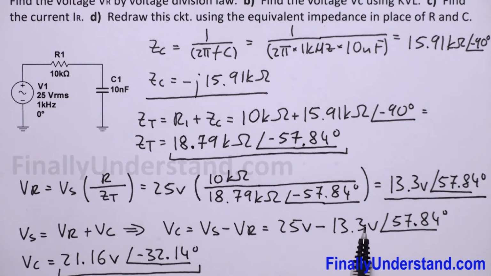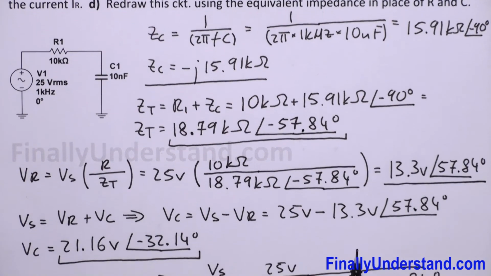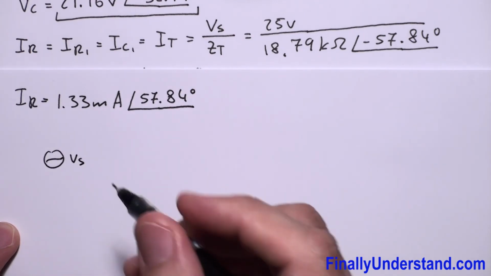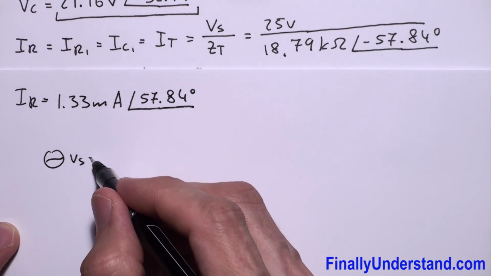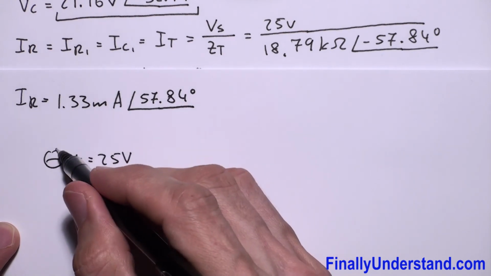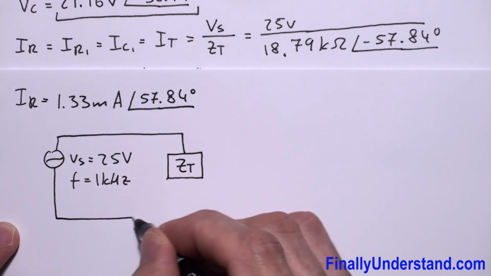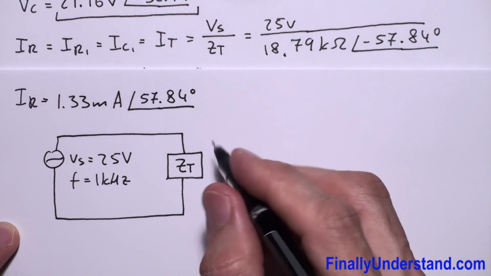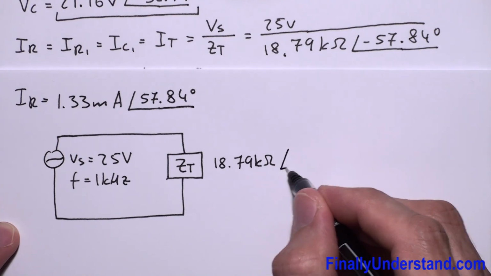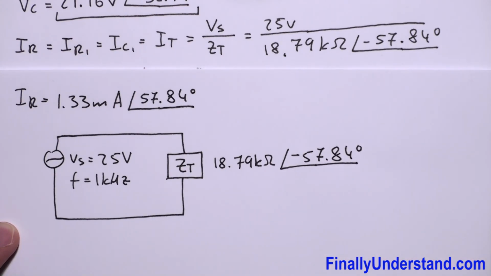Next, we're supposed to redraw the circuit using the equivalent impedance in place of the resistance and capacitor. That's why I'm going to draw simply the voltage source. It's my voltage source, and it has a value of 25 volts RMS and frequency of 1 kilohertz. And now we have over here the impedance. This is my Z total. And my Z total is equal to 18.79 kilo ohms and angle of negative 57.84 degrees. So now I can say that the problem is solved.